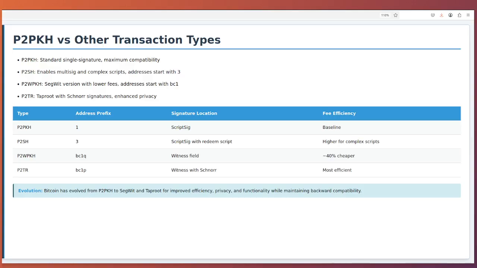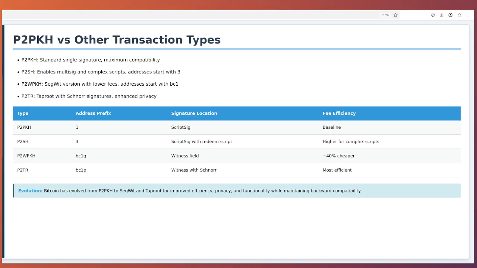Pay-to-witness public key hash, or P2WPKH, is the SegWit version of P2PKH, introduced in BIP141. The key difference is that signature data is moved from the ScriptSig to a separate witness structure. This provides several benefits. It fixes transaction malleability by separating signature data from the transaction hash calculation, reduces transaction fees because witness data has a 75% discount in block weight calculations, and enables the Lightning Network by ensuring transaction IDs can't be changed before confirmation.